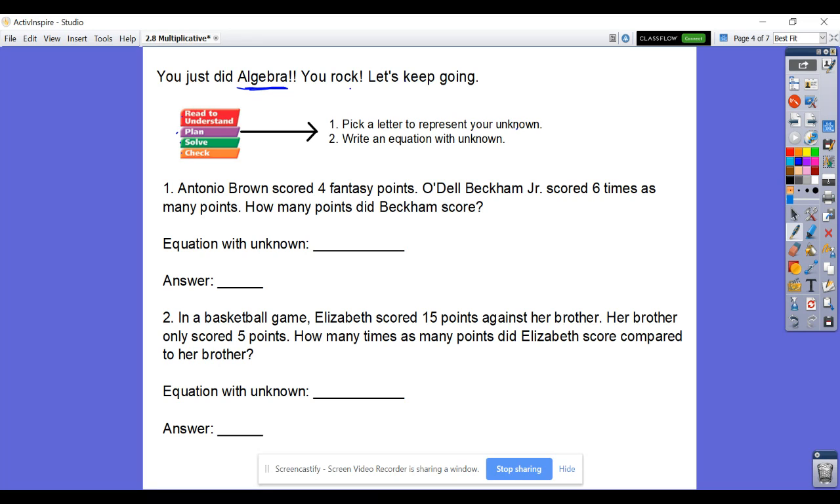Number 1, Antonio Brown scored 4 fantasy points. Odell Beckham Jr. scored 6 times as many points. How many points did Beckham score?